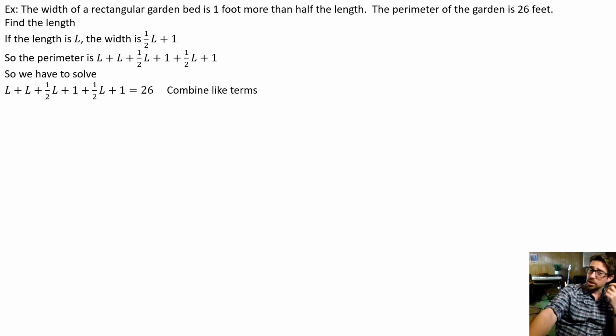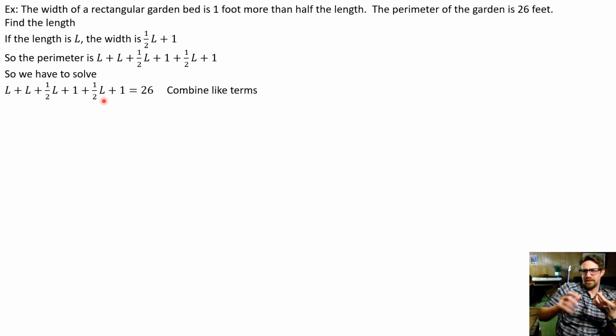Combine all the like terms we can on that left side. So it's a little weird, but let's just do L plus L is 2L, and then 1/2 L plus 1/2 L is just L. Does that make sense? A half plus a half is a whole. So 1/2 plus 1/2 is 2 halves.